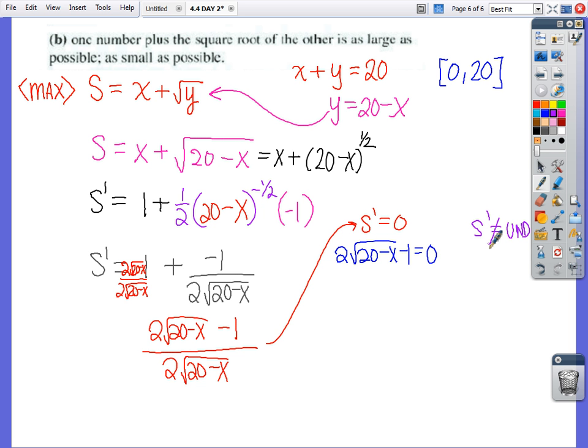Let's see. So we end up with adding 1 to the other side. We get 2 root 20 minus x equals 1. Divide by 2. 20 minus x equals 1/2. Square both sides. 20 minus x equals 1/4. And it's not plus or minus because when you square a number, it's always positive. And then we end up with x is equal to 20 minus 1/4, which would be 79/4.